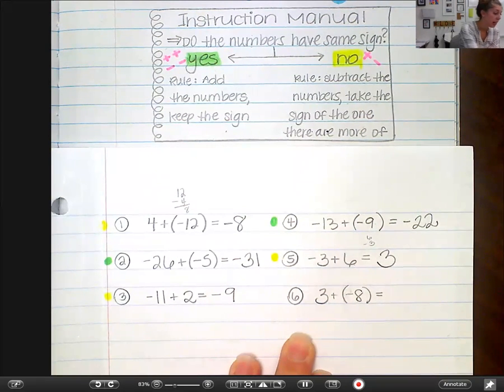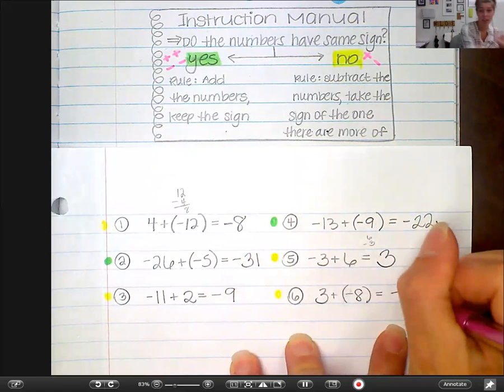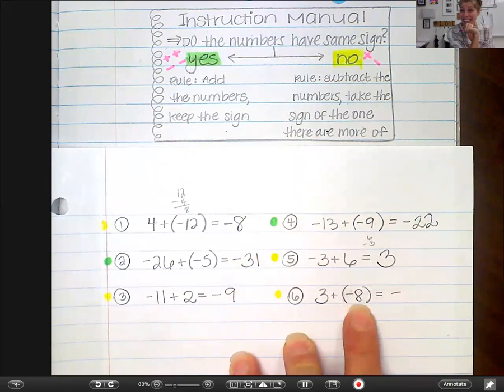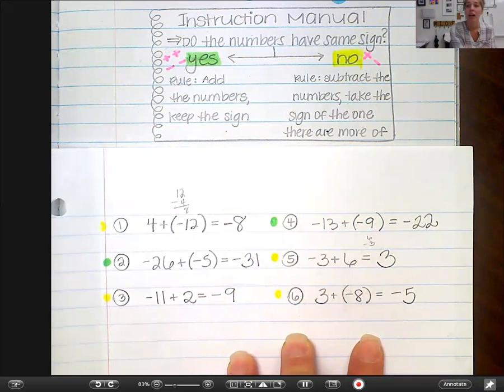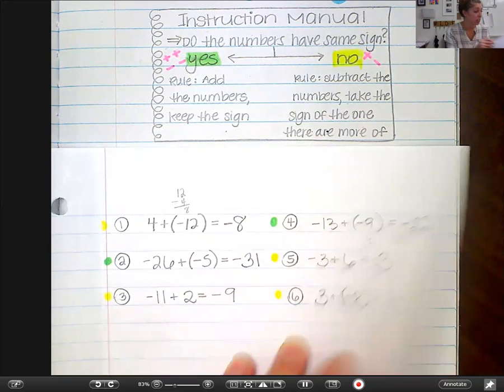Last one, the signs are different. They are not the same. There are more negatives this time. So I'm going to put a negative answer. And then 8 minus 3, the difference between them is 5. Negative 5. Okay. Now we're going to start to look at decimals and fractions.